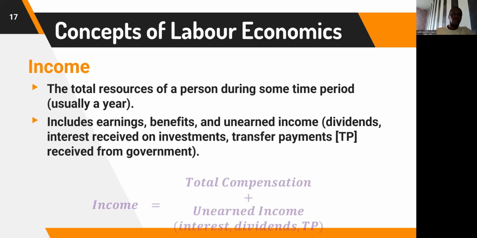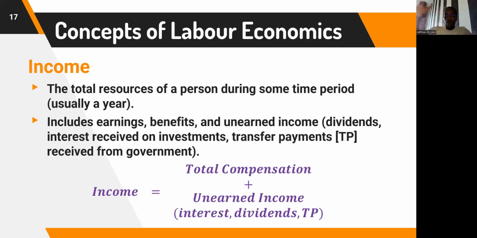So your income is simply the total compensation. Remember that the total compensation is your earnings plus employee benefits. So it is earnings, employee benefits, plus unearned income, which comprises interest on investment, dividends, and transfer payments. That all together gives you your income.